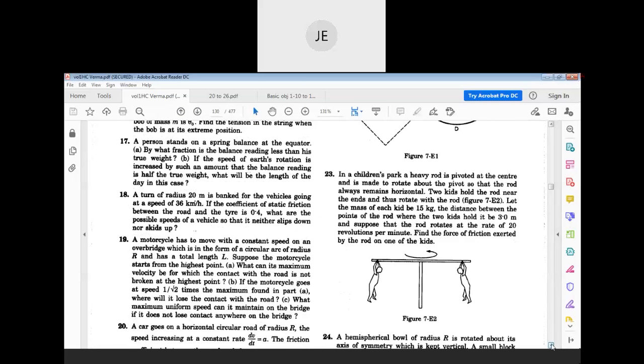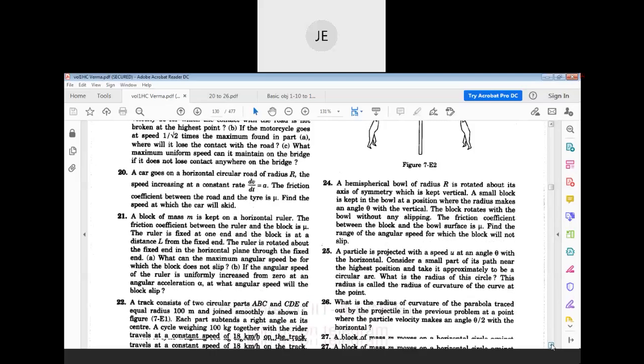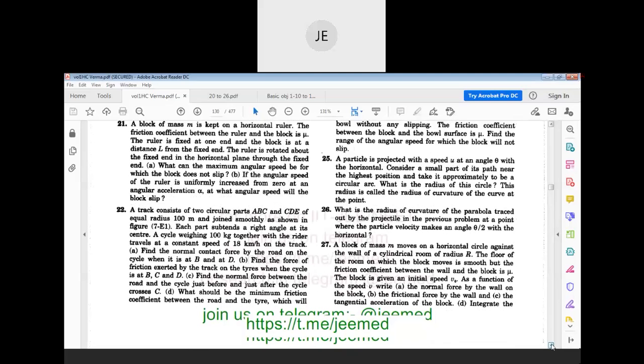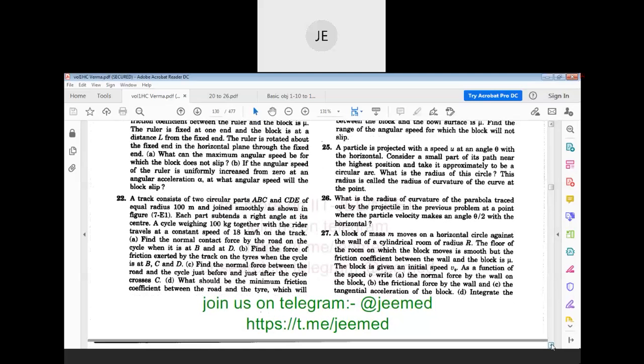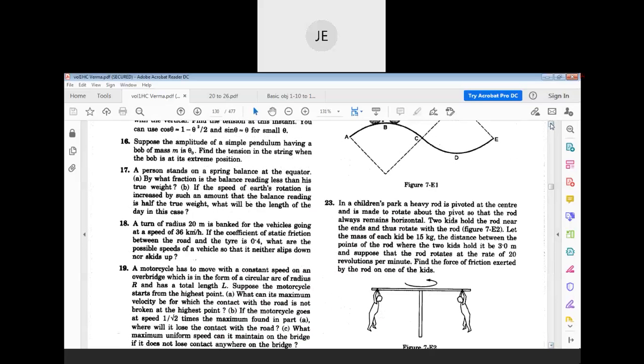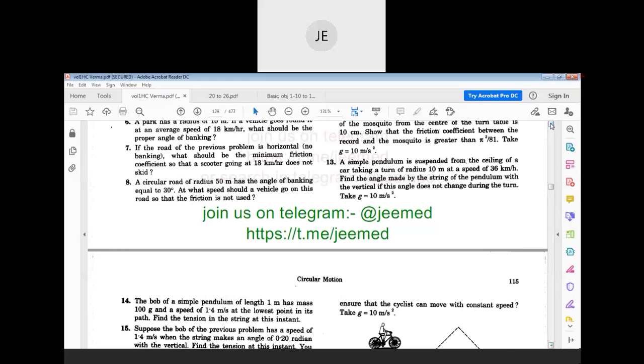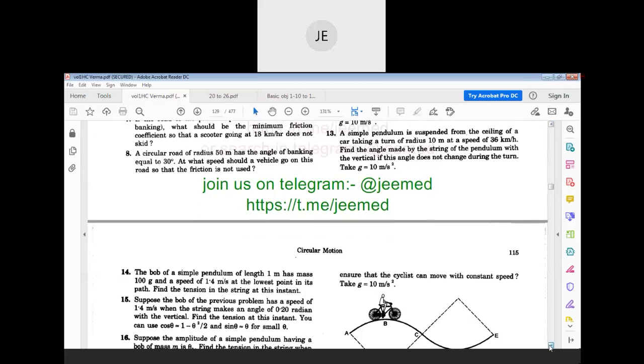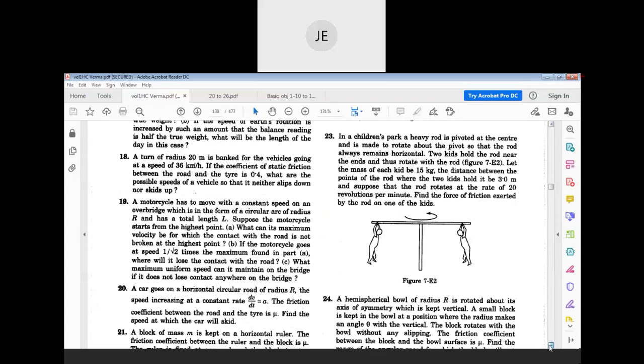Okay, then next, D: what should be the minimum friction coefficient between the road and the tire which will ensure that the cyclist can move with a constant speed? Frictional coefficient they are asking.